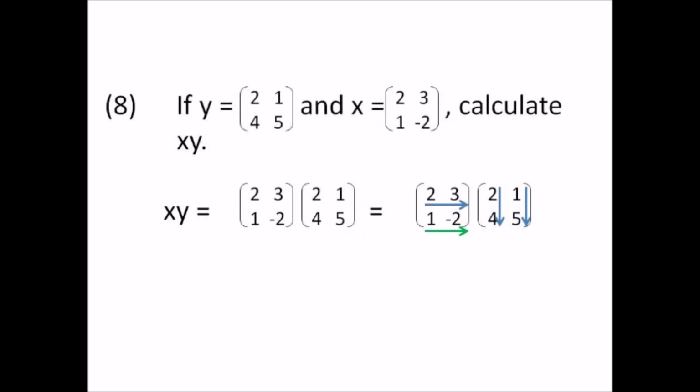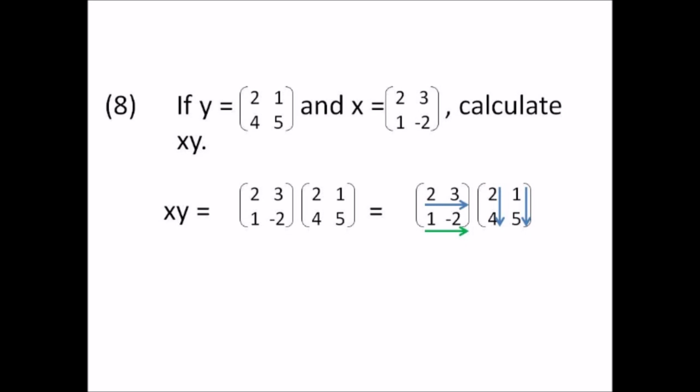Number 8. Matrices, and you have to multiply x, y. So put x to the front: matrix 2, 3, 1, negative 2. And at the back you would put 2, 1, 4, 5. Multiply. So underline your rows, 2, 3, and 1, negative 2 to the front, and the columns at the back, 2, 4, and 1, 5. Multiply the numbers in the row by the numbers in the column.